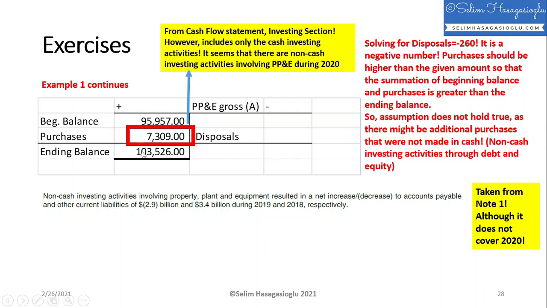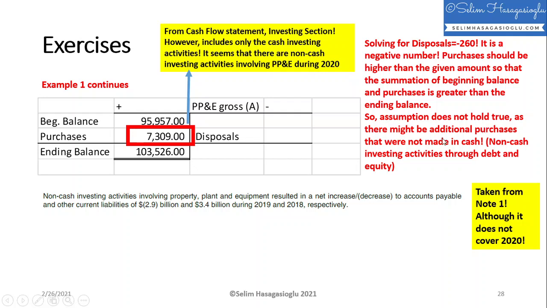be equal to, for example, let's assume that $10 billion of purchases, including cash and non-cash investing acquisitions. This number will be $105 billion and ending balance is 103. So 2 billion of disposals, then I will have a positive number. So that's why this assumption does not hold true.